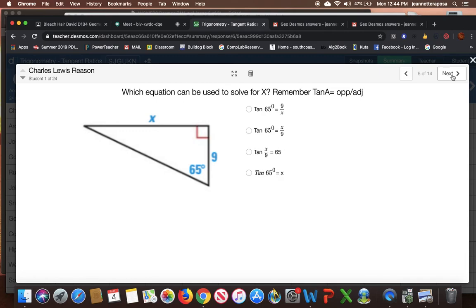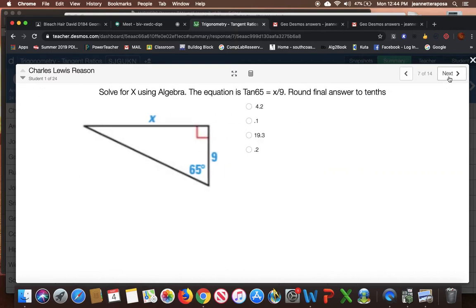Which equation can be used to solve for x? Well, the tangent of this angle right here, the tangent of 65 degrees, is going to be the opposite length x over the adjacent length 9. So tangent of 65 equals x over 9. Let's take a look at the next one. Let's go ahead and solve that.